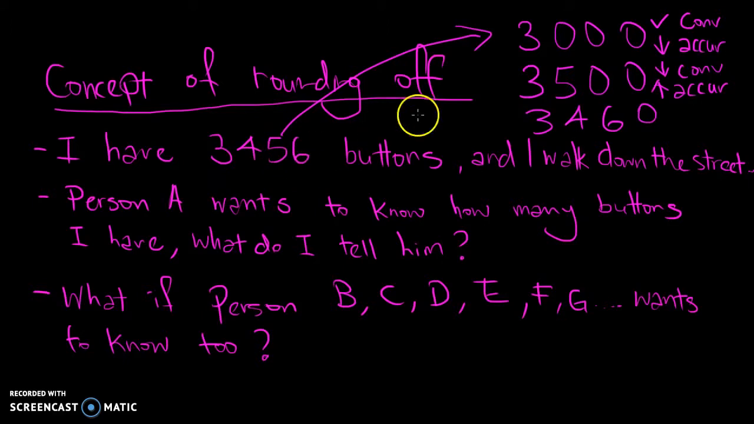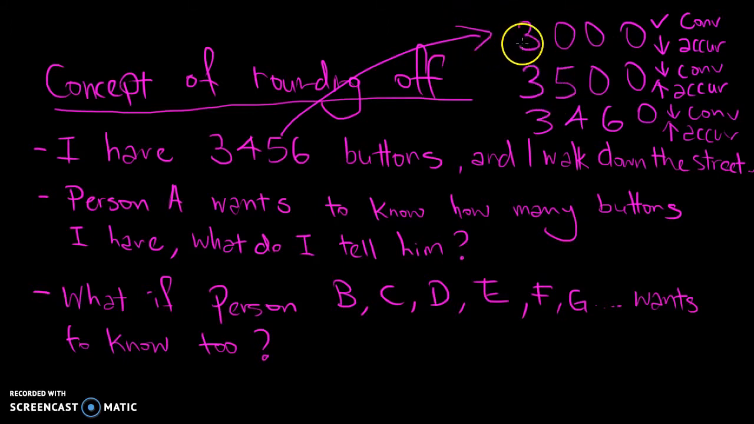Let's say I have 3,460. You can see that it's only 4 buttons away from the actual number, which means it's even more accurate than 3,500, but it is less convenient. It's so much less convenient that sometimes it might not even make sense, because 3,460, when you simplify it, is not much different from the actual number. So it depends on the situation; you may want to round off to a different number.